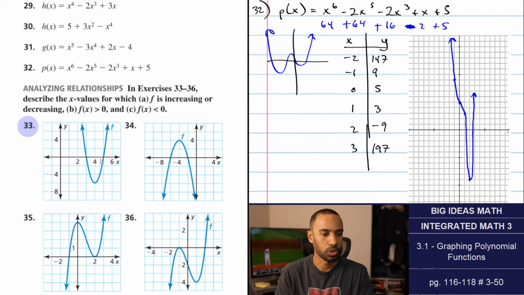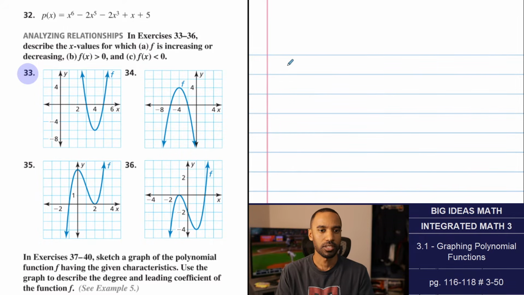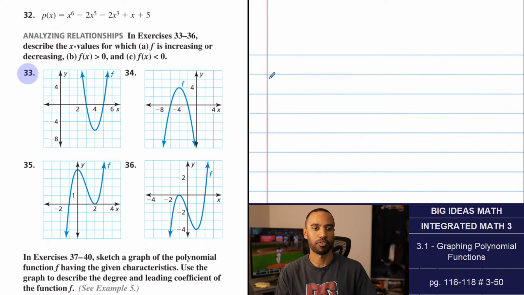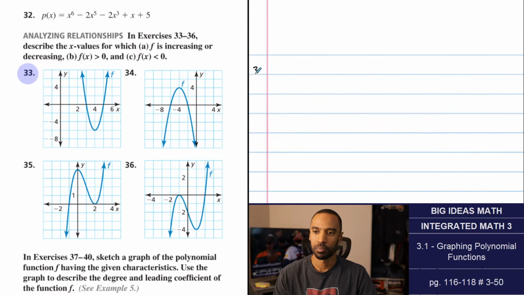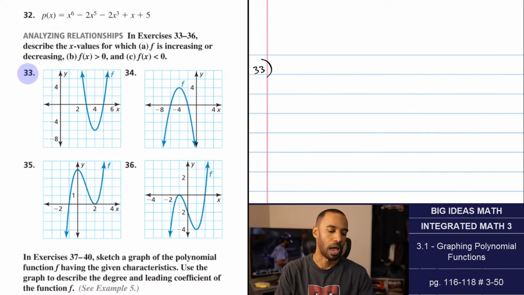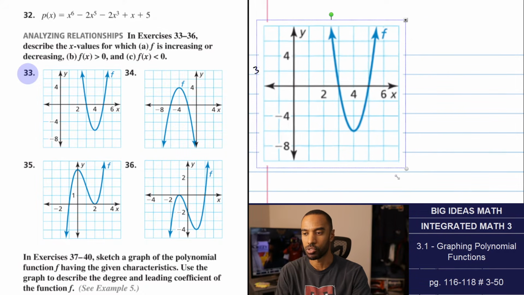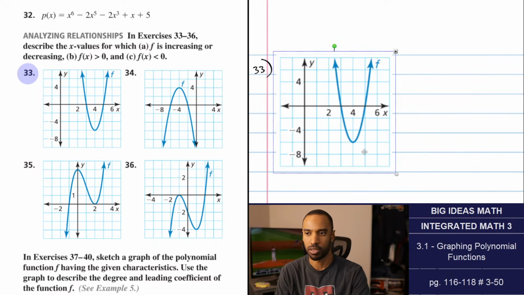Let's go to numbers 33 to 36. No graphing, it seems. The graph is already there. Next, exercise 33 to 36. Describe the x values for which f is increasing or decreasing, f of x is greater than 0, and f of x is less than 0. It was really good that in the previous chapter I wasn't describing things in words and was actually using inequalities. If you saw the lecture portion of this video, you saw that they also used inequalities to do descriptions of these ones.